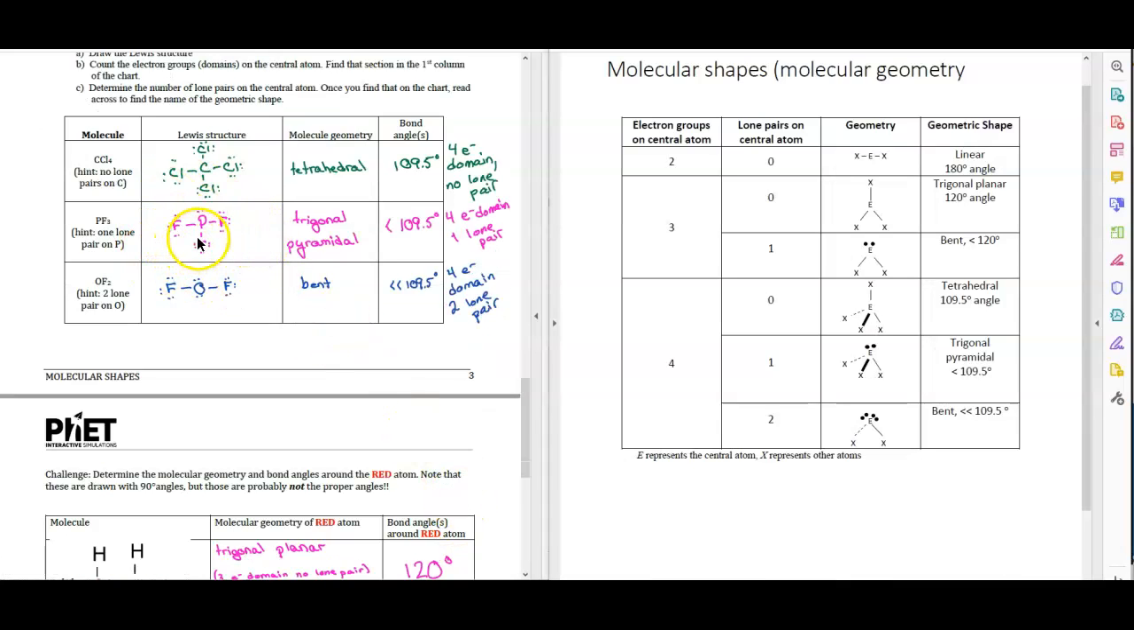PF3 has 3 PF bonds and a pair of electrons around phosphorus. This means it has 4 electron domains and 1 lone pair. Following across, the molecule has a trigonal pyramidal shape. OF2 has 2 bonds and 2 lone pairs, so it has 4 electron domains, and it is bent. It will have an angle less than 109.5 degrees and probably even less than the PF3 bond angle.